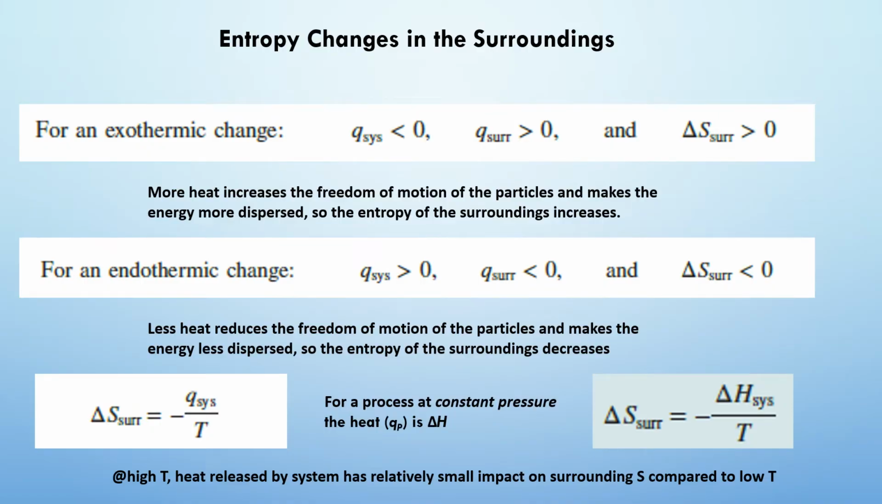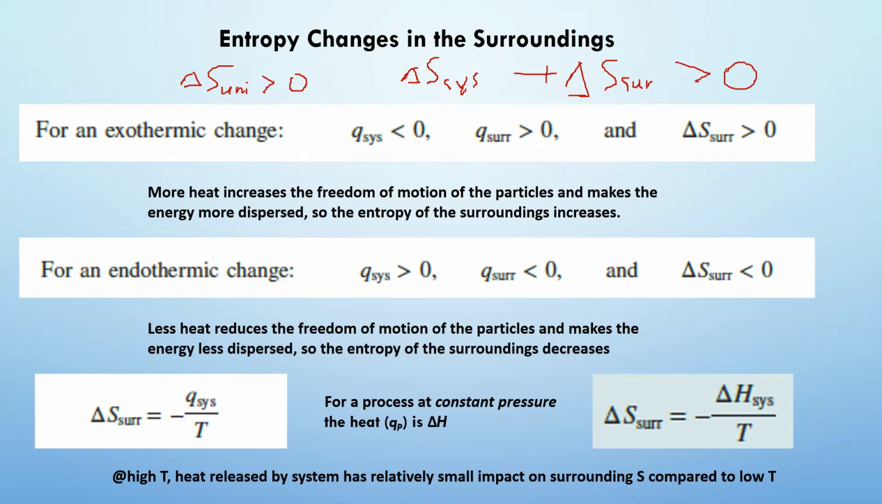Remember that the second law of thermodynamics indicates that for a reaction or process to be spontaneous, we must have a positive delta S universe. Delta S universe is the delta S of the system plus the delta S of the surroundings. So for this reaction to be spontaneous, the delta S of the universe must be greater than 0, meaning that the delta S of the system plus the delta S of the surroundings must be greater than 0.